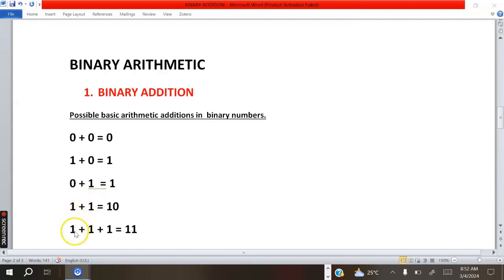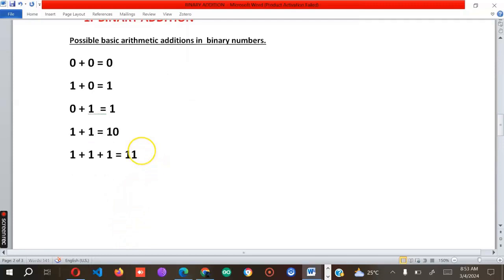Then the other thing, we have 1 plus 1 plus 1 is supposed to give you 1, 1. But we also have another scenario whereby we have 1 plus 0 plus 0 plus 1. It should give you 1, 0. Likewise, when you have 1, then 0, then 1, it should give you 1, 0. I hope we are together on that.